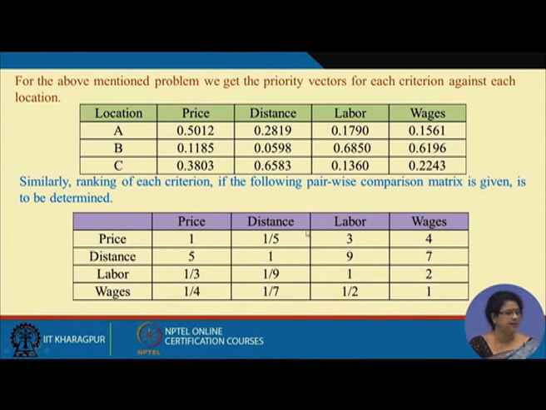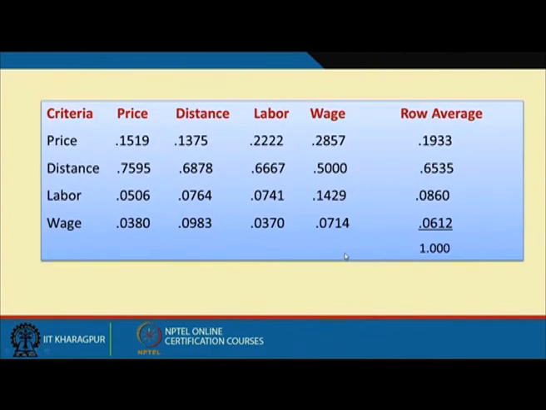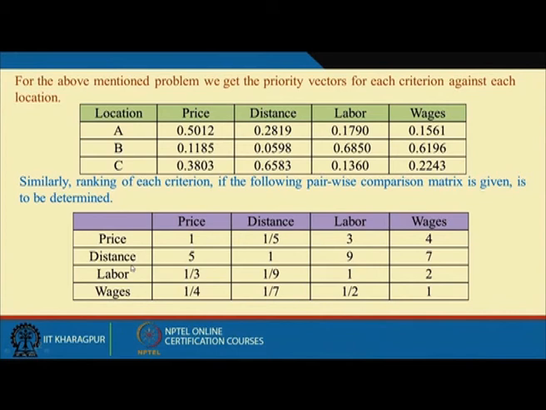That means distance and labor: distance is strongly preferred over the quality of labor that has been given. Okay? Strongly preferred. Similarly, distance is less strongly preferred than the wages. All right. In this way, we can have the matrix like this. Here also you could understand, as we have done for price, distance, labor and wage, we can again do the priority vector for all criteria, that is also quite possible.